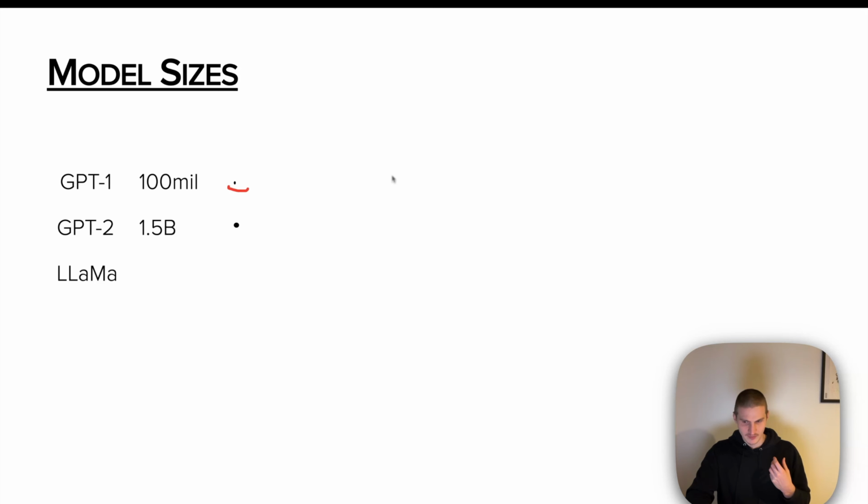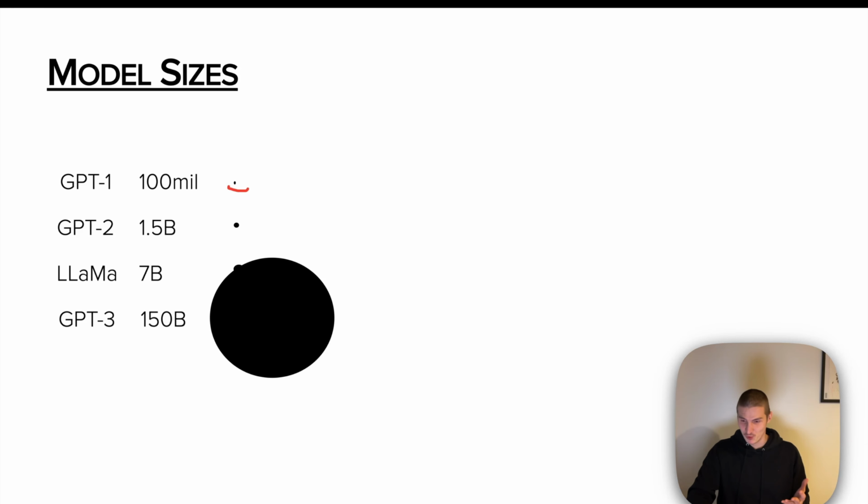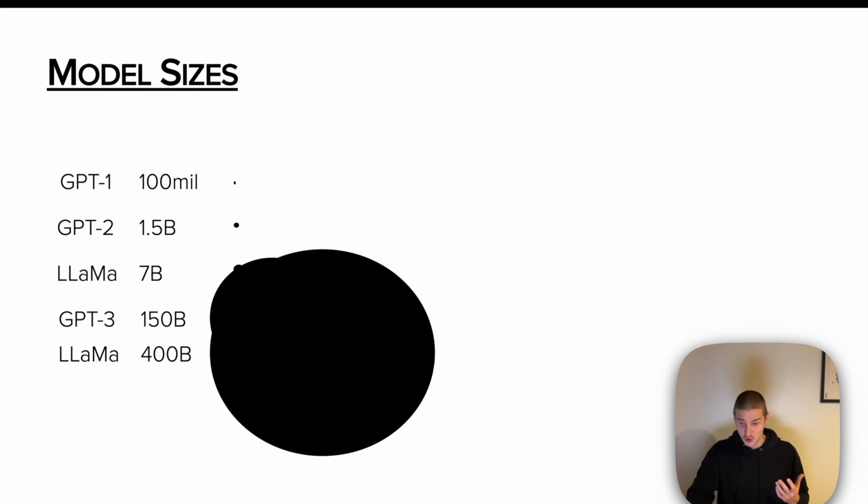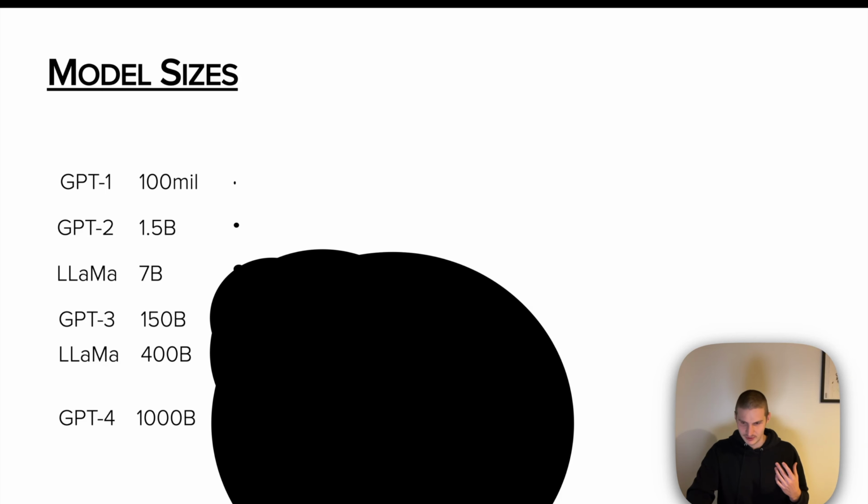Another useful way to look at this is what different model sizes there are. GPT-1 had 100 million parameters, so in our comparison, that's a tiny dot over here. Then GPT-2, 1.5 billion. Now that's quite significant. Llama 7B, for example, is 7 billion parameters. GPT-3, I think, had about 150 billion parameters, so that's much more than all the previous combined. The biggest models of the Llama family have 400 billion parameters. Again, that's huge. GPT-4, I think about 1 trillion, so that's again much more than the previous models.